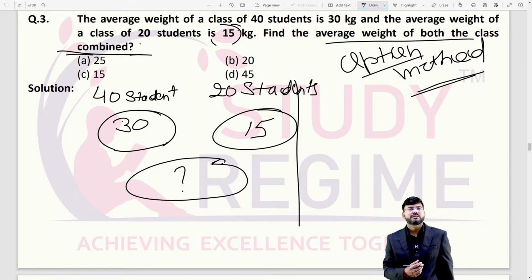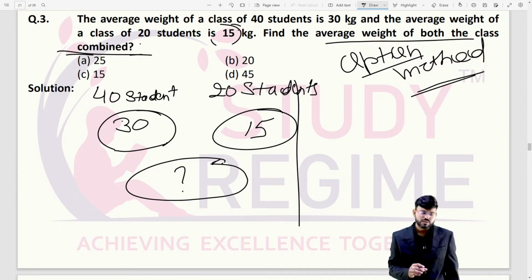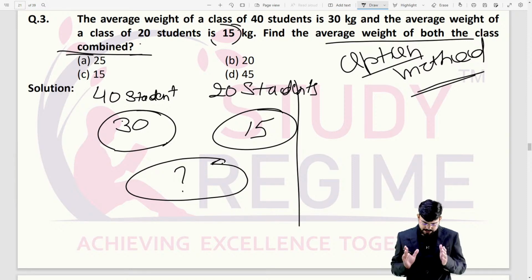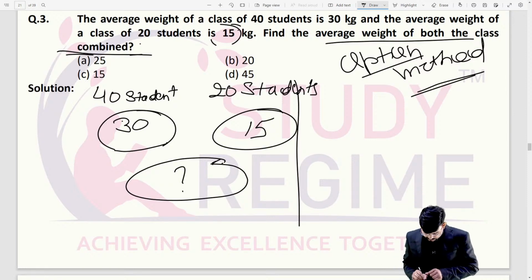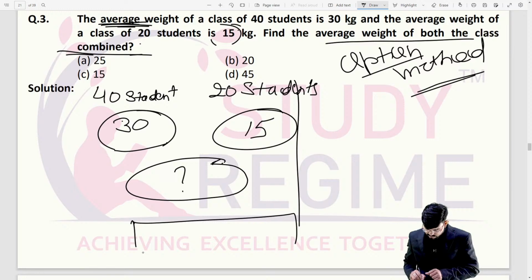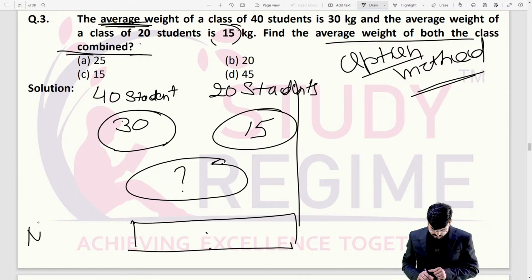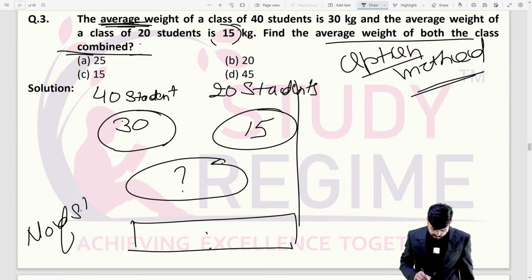It is not necessary to solve each and every question. You can solve some questions by options also. So that is why I have given this question, although it's a very easy question, but it can be solved by options also. Okay, let's see. Since we are talking about the average, what is the ratio coming of? It is the ratio of number of students.